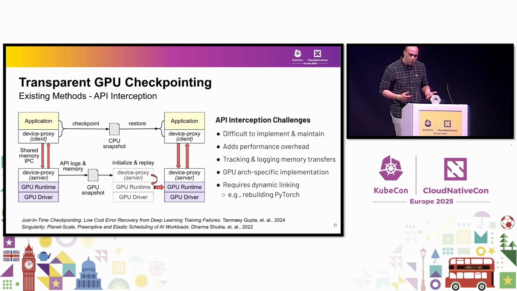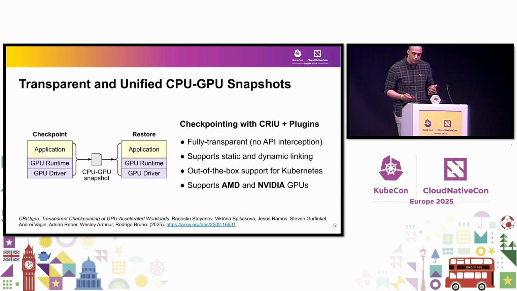It adds performance overhead, and you have to handle the loading of the kernels on the GPU, which is architecture specific, and it can be different for different versions of libraries. It also requires dynamic linking. For example, CUDA uses static linking by default for the CUDA runtime, so you have to recompile certain applications.